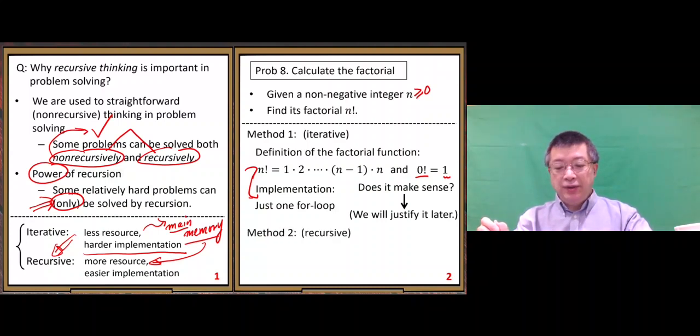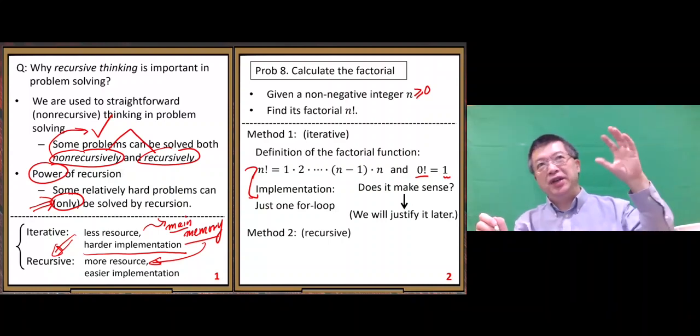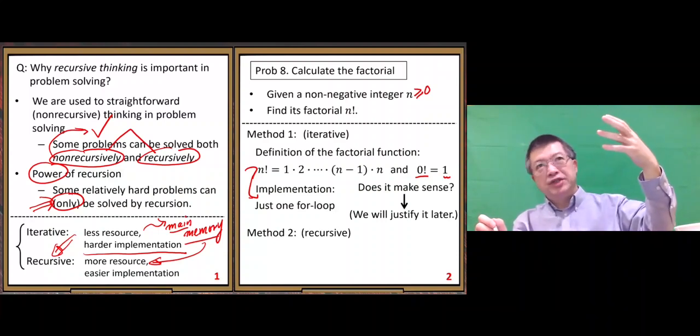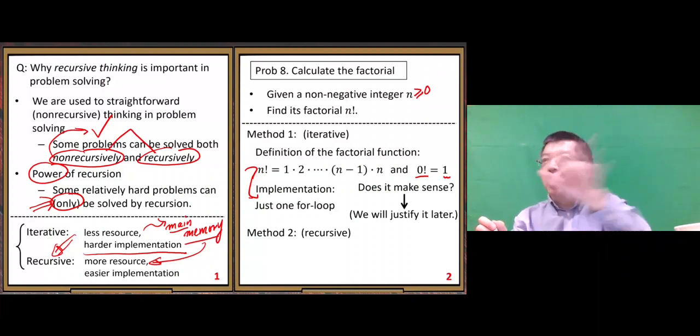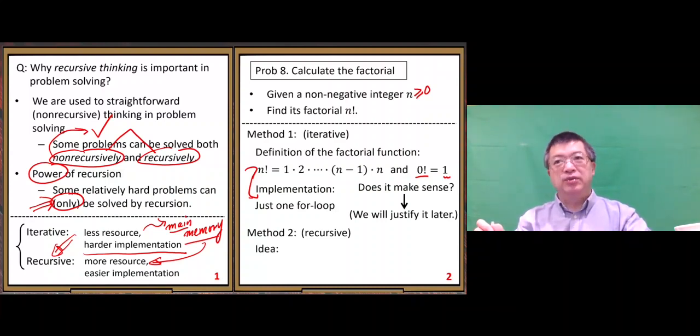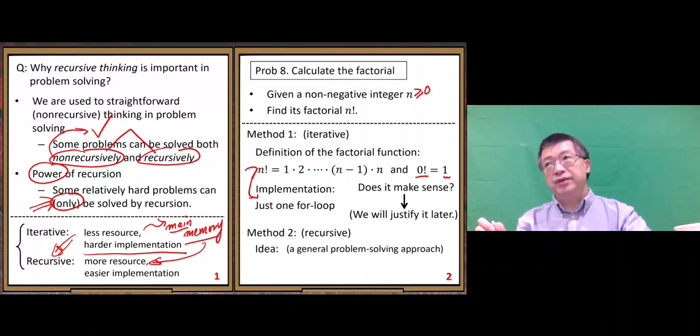Method 2, recursive. This time, we want to change the idea. It does not mean we try to improve. Using the simple example, we try to understand recursion. So what is the idea? The idea of using recursion here is a general problem solving method. It is a very important problem-solving approach.